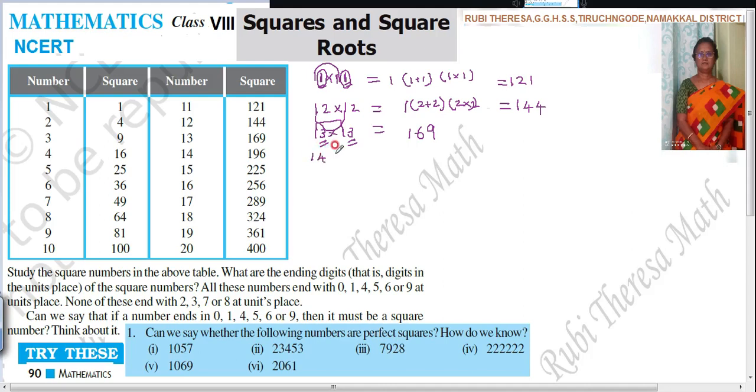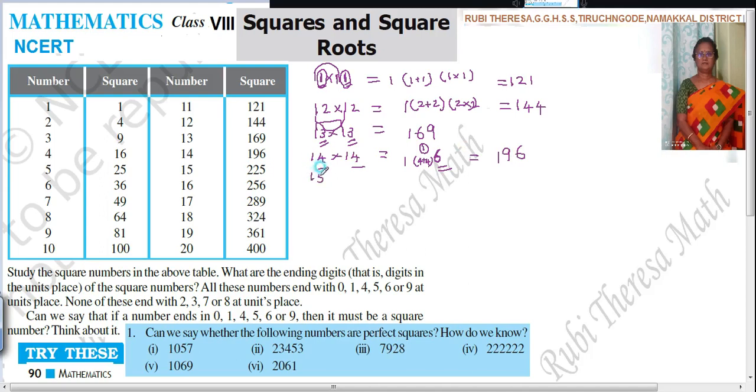Next, 14 into 14. Here just you should be careful. 4 4s are 16. Out of that 16, you have to write 6 alone here. You write this 1 as carry. Then 4 plus 4. Here what you are going to write? 4 plus 4 is 8. 8 plus 1 is 9. Next 1 into 1 is 1. 196.